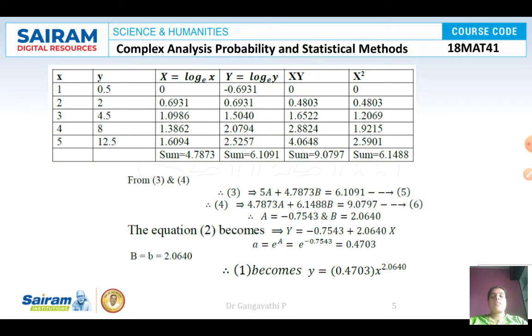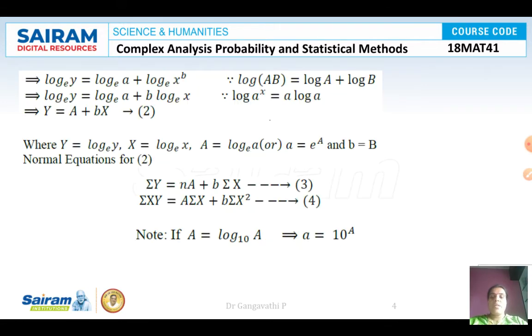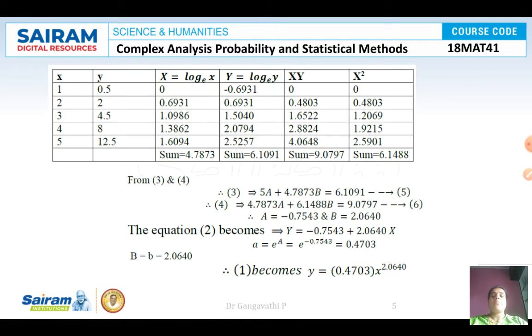So let us construct the table which fulfills all the requirements. We want the sum of all the values of x and y. Anyway, we have converted small x and small y to capital letter X and capital letter Y by using these substitutions. And we want the summation of all the X square values and XY values as per the normal equations. You want the summation of all the values of Y, XY, X, and the summation of X square. So let us complete the table.